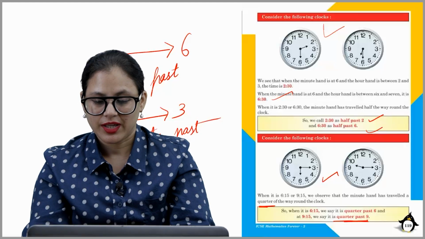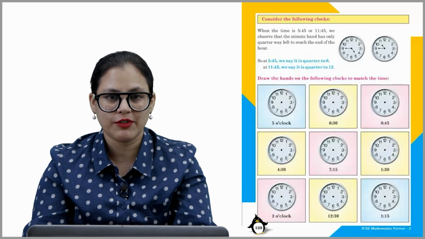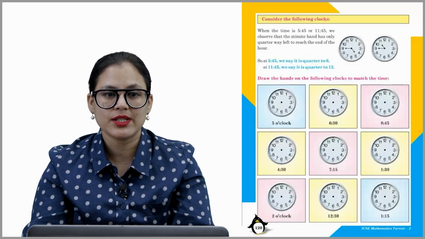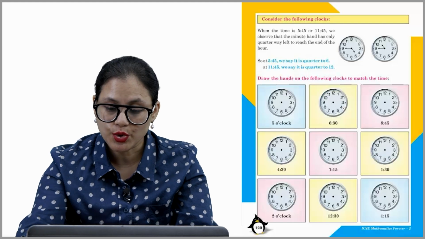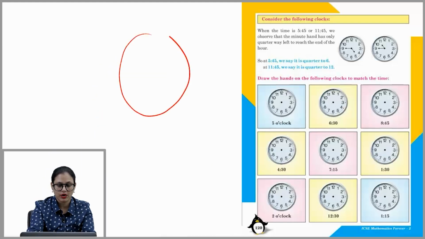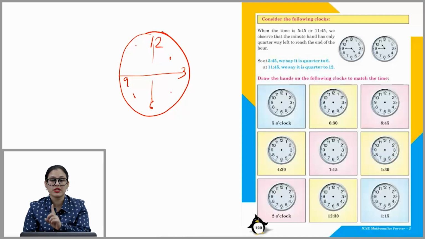Now consider the following clocks. When the time is 5:45 or 11:45, we observe that the minute hand has only a quarter way left to reach the end of the hour. See, this is your clock. 12, 3, 6, 9. So if you divide it into 4 parts, this is a quarter. 1 quarter, 2 quarter, 3 quarter, 4 quarter, and 4 quarters make 1 whole.